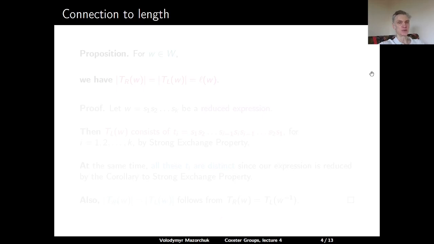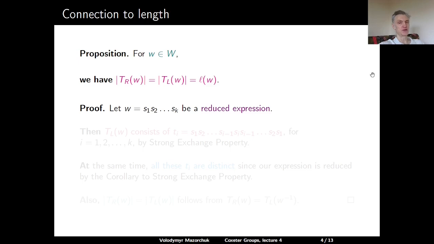Here is a proposition which describes how this is connected to the notion of length. Proposition: for w an element in our Coxeter group, the cardinality of T_R(w) is equal to the cardinality of T_L(w), and this is equal to the length of w. Proof: let us choose a reduced expression for w, s1 s2 ... sk.